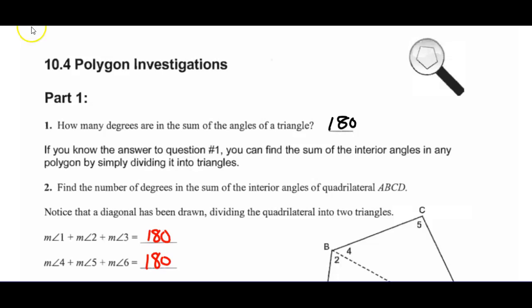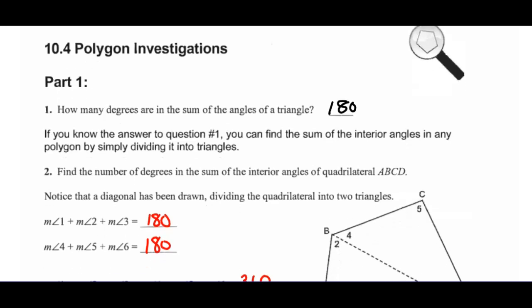All right, real quick investigation of polygons here. First off, how many degrees in the sum of the angles of a triangle? All right, well, we know that that's 180. We've known that for quite some time.